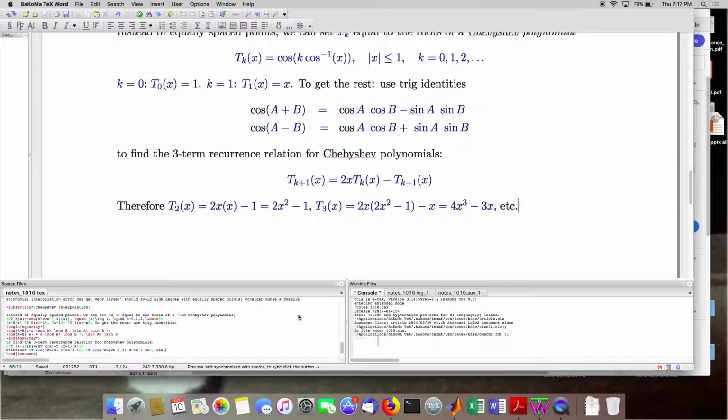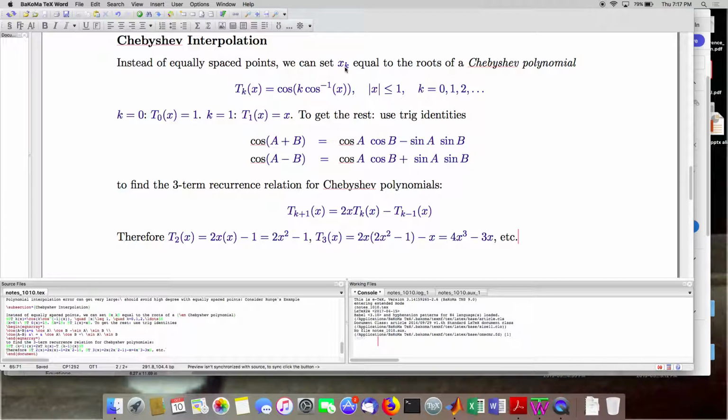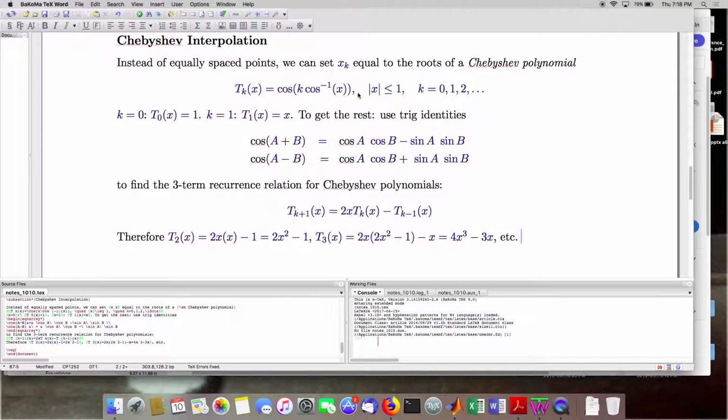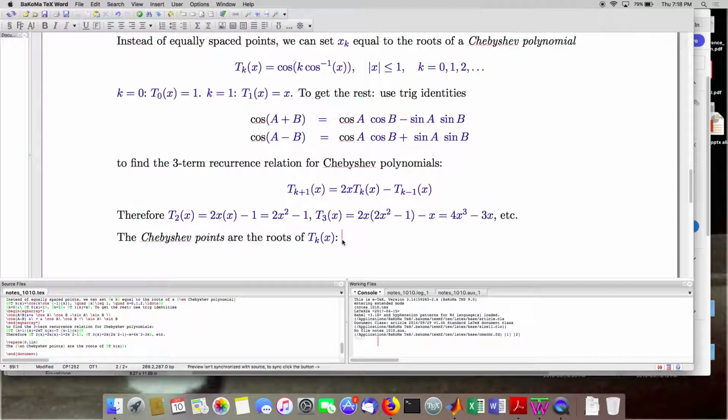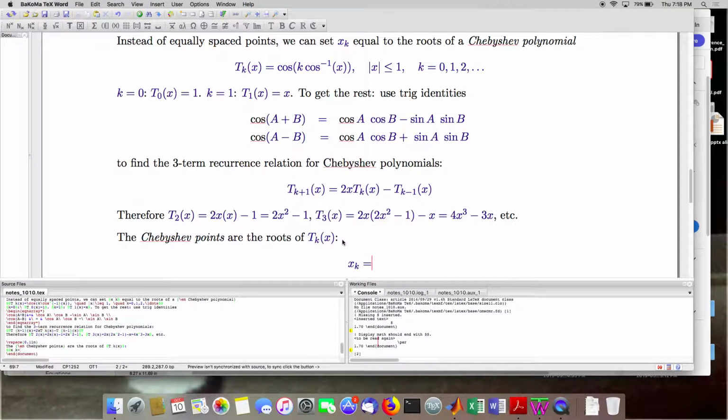Now I started talking about Chebyshev polynomials because we want to do something about polynomial interpolation error. And I've mentioned that if we set x_k equal to the roots of one of these Chebyshev polynomials, that somehow helps with interpolation error. So the question is how would it help? The Chebyshev points are the roots of a Chebyshev polynomial. So if I pick out a polynomial of degree k, and one of the homework problems is to actually come up with this formula, but I'll just give it here.